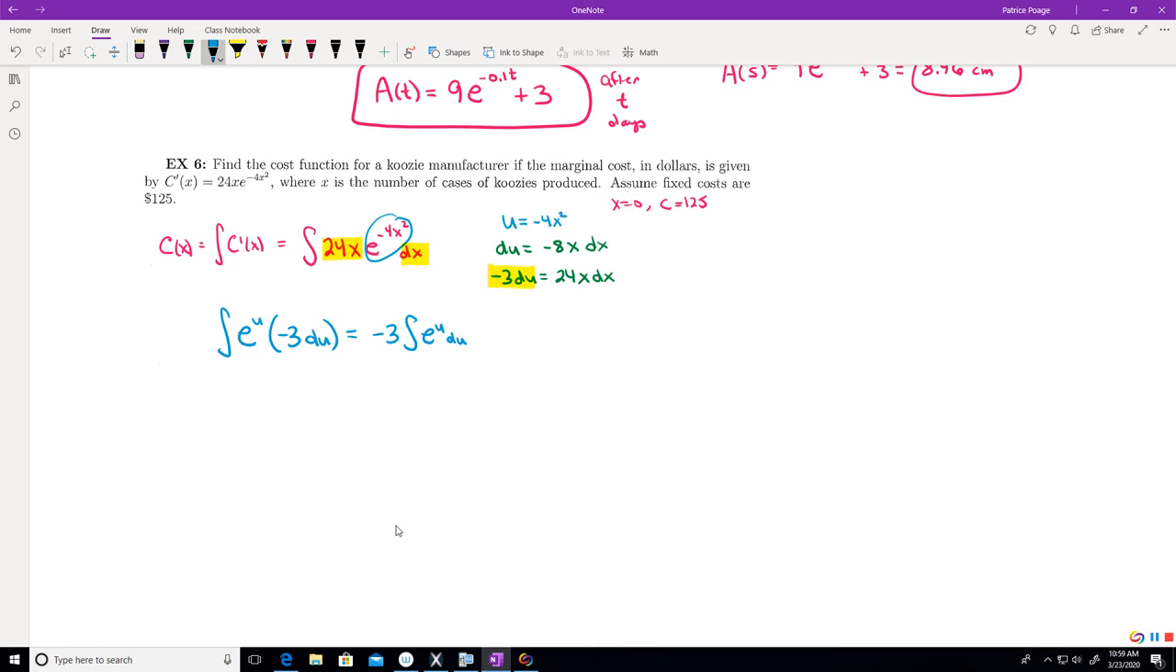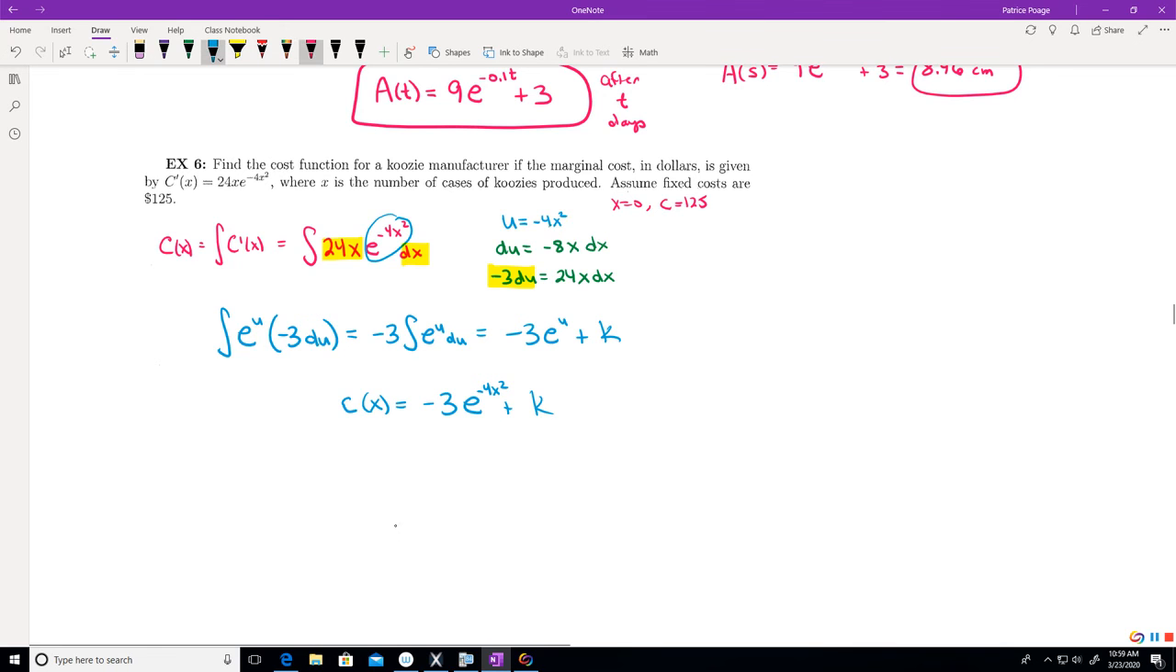And then the integral of e to the u is e to the u. So right now I have my cost function equals negative 3e. I'm going to put my u back in, negative 4x squared plus my constant. Now don't get confused. This c is cost, this c is constant. Sometimes when I have a c in the problem, I'll put a k for constant, just so I'm not confused.